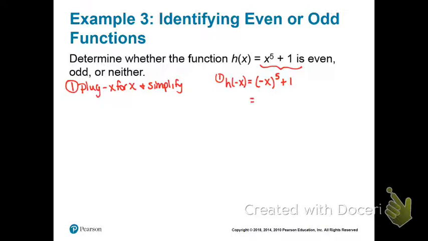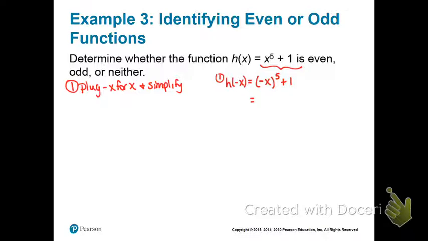Now remember, we're going to simplify. But remember, negative x to the 5th means negative x times negative x times negative x times negative x times negative x. So that means we're going to have 5 negative numbers being multiplied. And if you take a negative and you multiply it times itself 5 times, some of you may know that if you take a negative and you raise it to an odd exponent, it's going to stay negative. If you take a negative, raise it to an even exponent, it goes positive. So if you know that, that would help you here. If not, guys, just count them on your fingers.